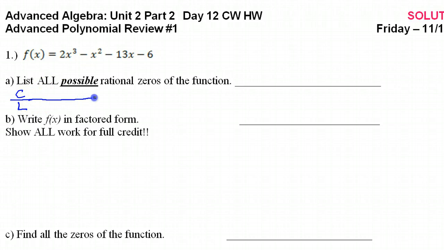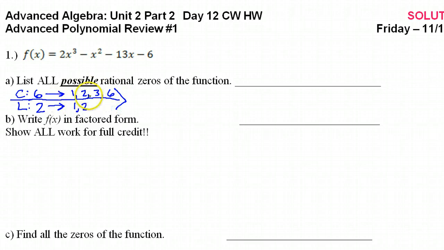In this particular case, the constant term is 6. So the possible numerators are the factors of 6, which are 1, 2, 3, and 6. Those are the possible numerators of the rational zeros of this function. The possible denominators come from the leading coefficient, which is 2. So therefore, the possible denominators are 1 and 2.